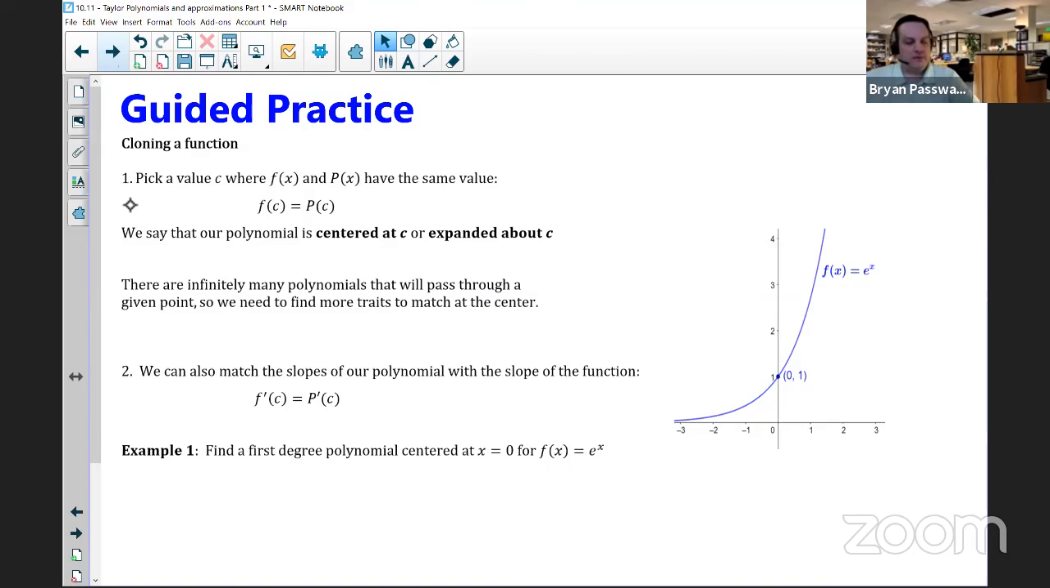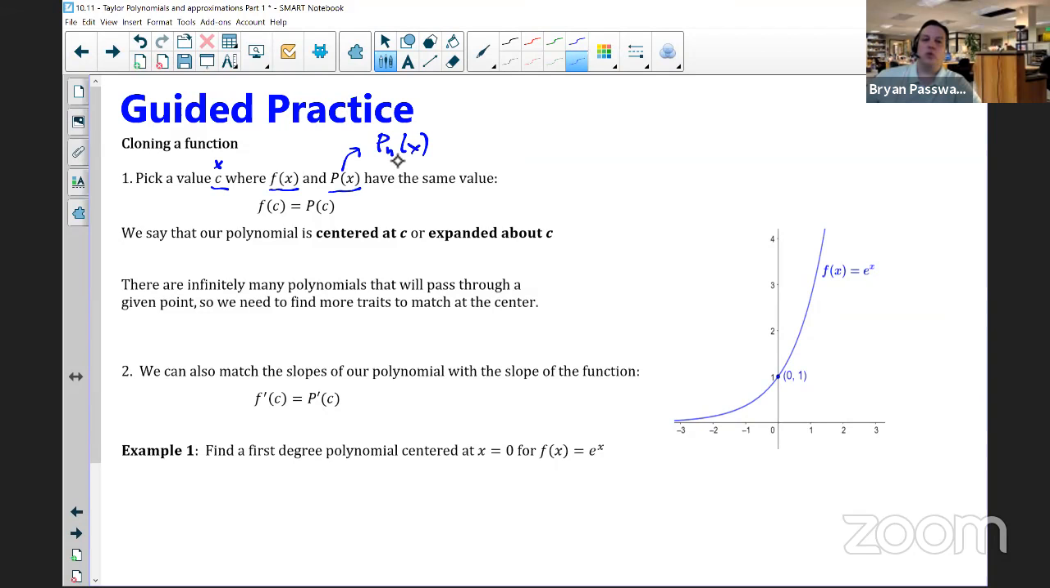And so how do we do that? Well, the first step is we're going to pick a random point, c, that's going to be an x value, by the way, where f, the function that we're trying to clone, and p of x, the polynomial that we're creating, match. I want to take a quick side note and show you some notation for a second. When we create a polynomial, we're going to call it p sub n, typically, where n is the degree of the polynomial, right? We could create a first degree, a second degree, a third degree. Remember, the degree is the highest exponent of the polynomial.